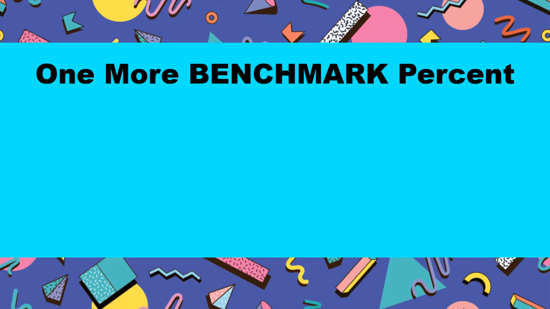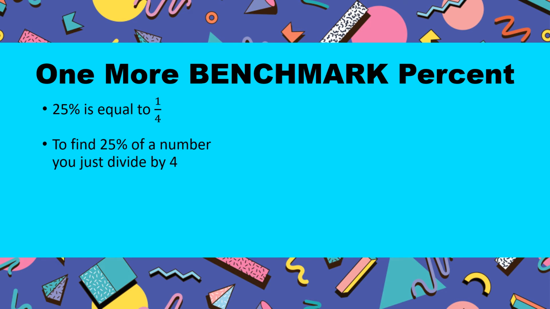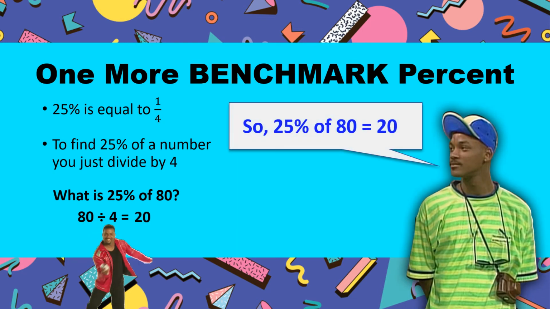Here's one more benchmark percent for you. 25% is equal to 1/4. So to find 25% of a number, you just divide by 4. If asked what is 25% of 80, the only math you need to do is divide 80 by 4. 80 divided by 4 equals 20, so 25% of 80 equals 20.